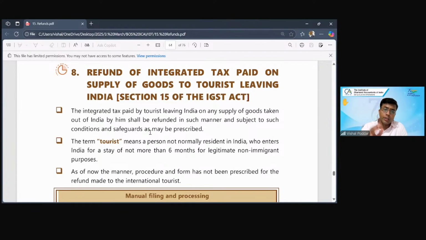However, this section says that firstly, when a foreigner is buying goods from your shop, it is like a CGST and SGST supply, an intrastate supply. However, you have to collect from the foreigner the residence proof and all. And once you do that, the tax that you will charge to the foreigner will be IGST and not CGST and SGST. First thing.